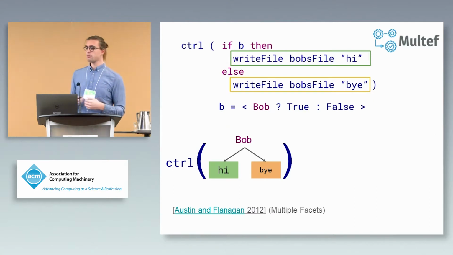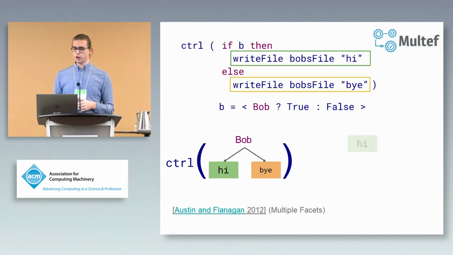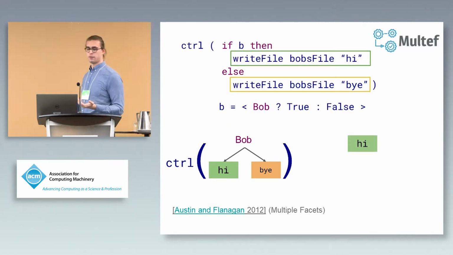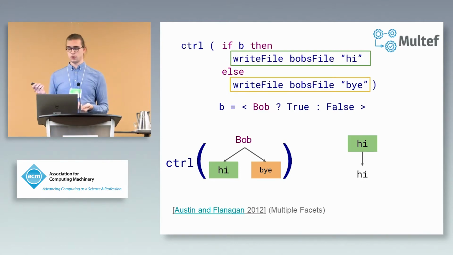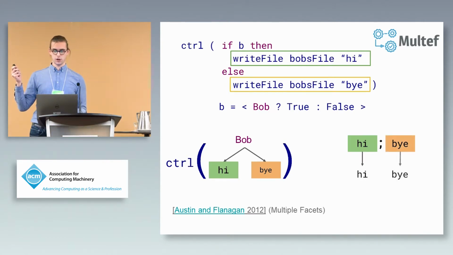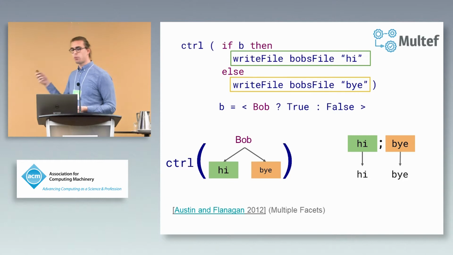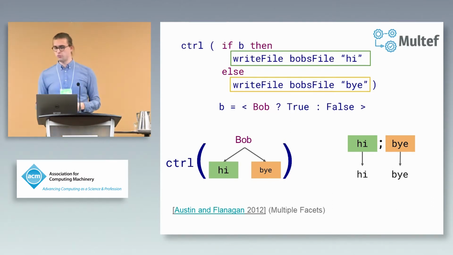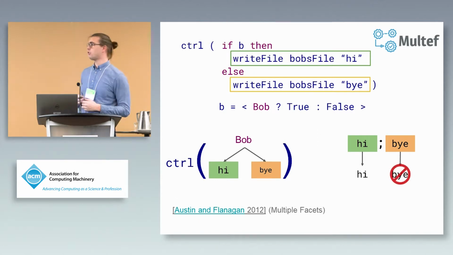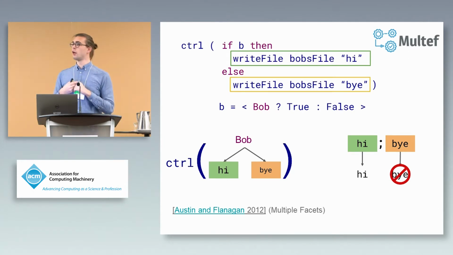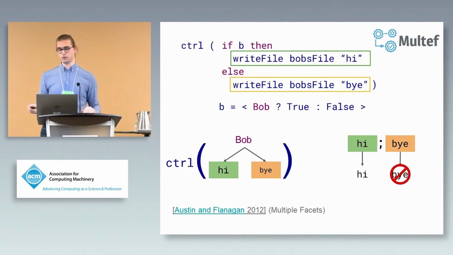Okay, so what have we got? In this case right here, where we're executing this program that we saw before, what we're going to do is we're going to run hi, write hi to Bob's file, we're going to run bye, and we're going to write bye to Bob's file. But this doesn't make much sense. Why would I write bye to Bob's file if I've already written hi to Bob's file, and I know that if I get to see Bob's stuff, then the secret is true. So this doesn't make any sense. We shouldn't be writing bye to Bob's file here. And in fact, the system as it stands, and as the previous work on which this builds also does, is just silently ignore this output here.